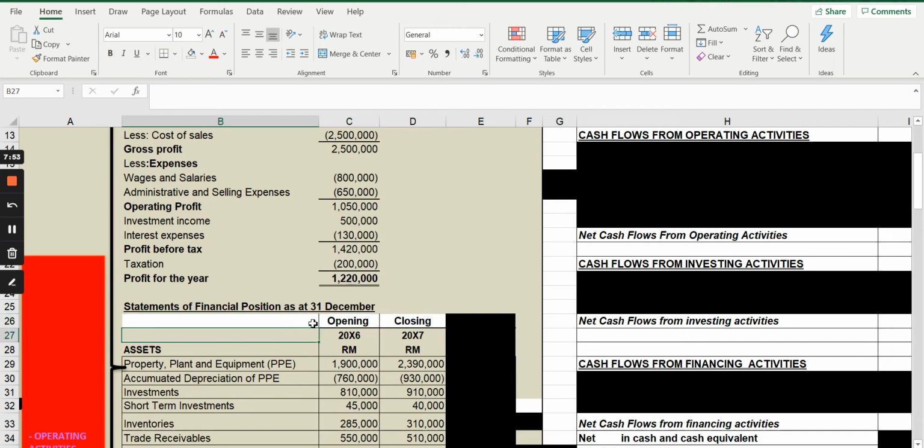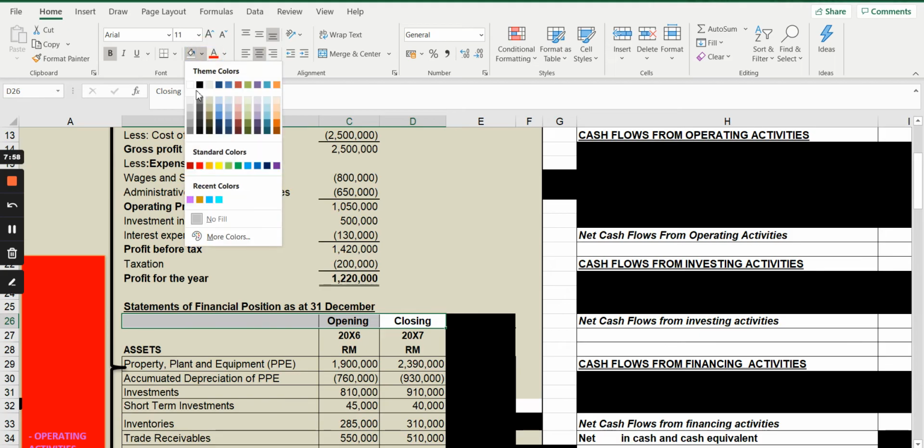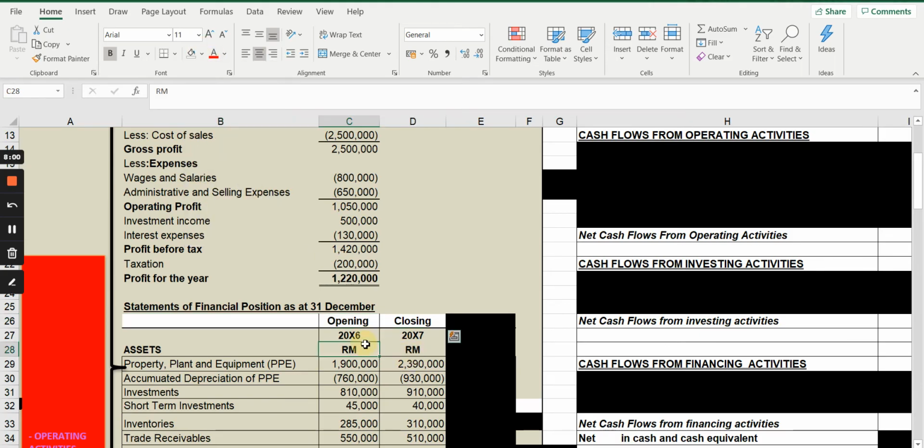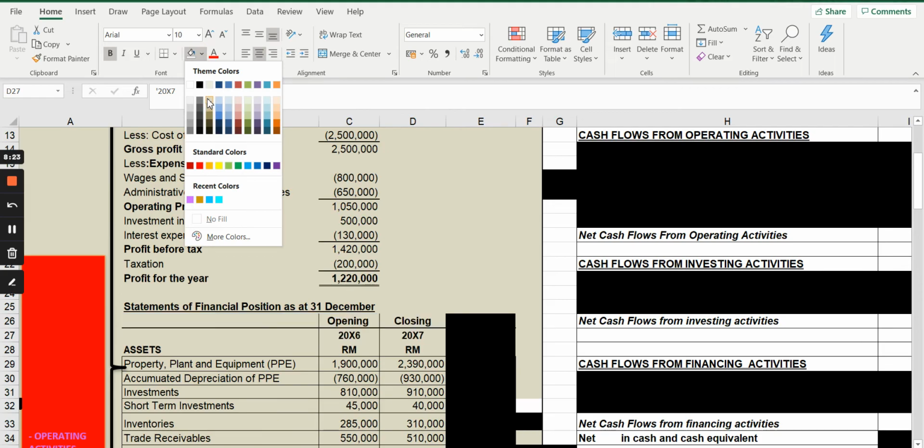So the opening balance of the cash flow, right? The opening balance is, if you can see here, 2000x6, which is last year's or the prior year ending 31st of December 2000x6, and this is the current year, which is year ending 31st of December 2007. So you have two comparative statements of financial position there. So you have already determined this. We can put some different color here maybe.